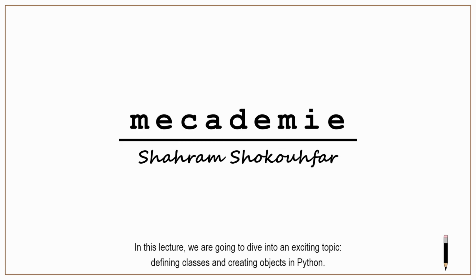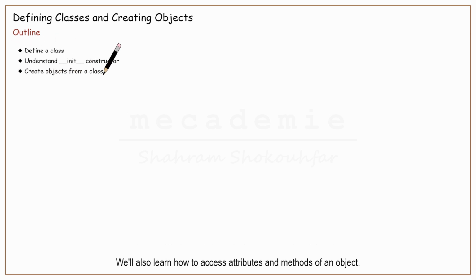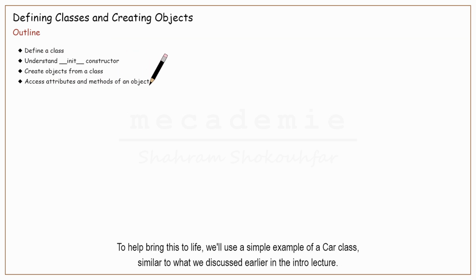In this lecture, we are going to dive into an exciting topic: defining classes and creating objects in Python. We'll explore how to define a class, understand the role of the init constructor method, and see how we can create objects from a class. We'll also learn how to access attributes and methods of an object. To help bring this to life, we'll use a simple example of a car class, similar to what we discussed earlier in the intro lecture.